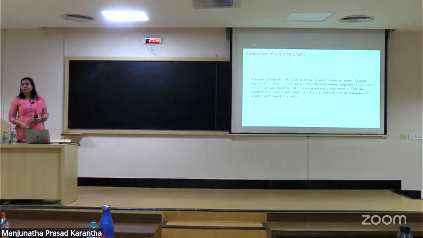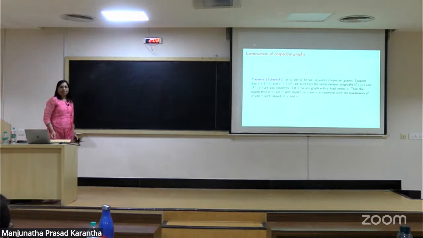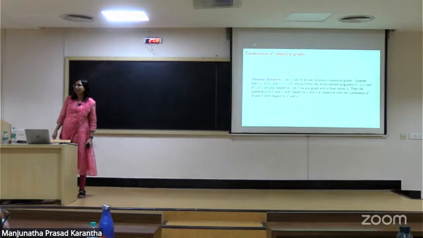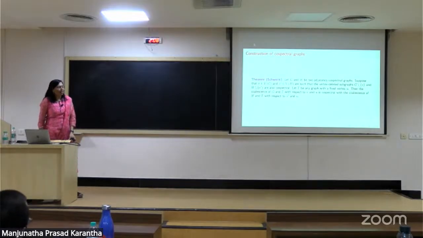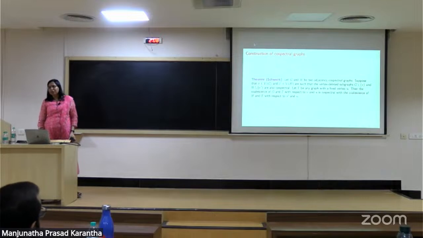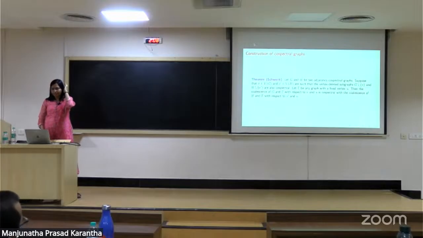Okay, so as I told you, for co-spectral graphs there are many comparisons and constructions. One important construction is this: you take two graphs, G and H, and they are given as co-spectral. Then we can get some examples, like ones with a smaller number of vertices.